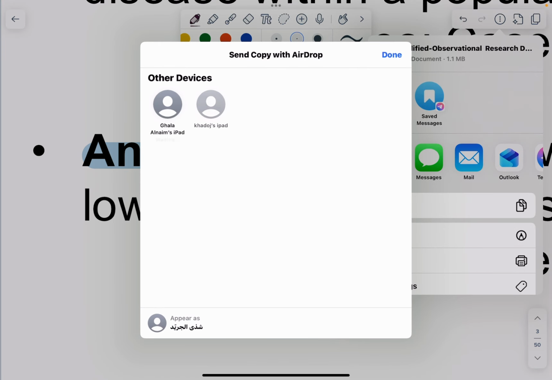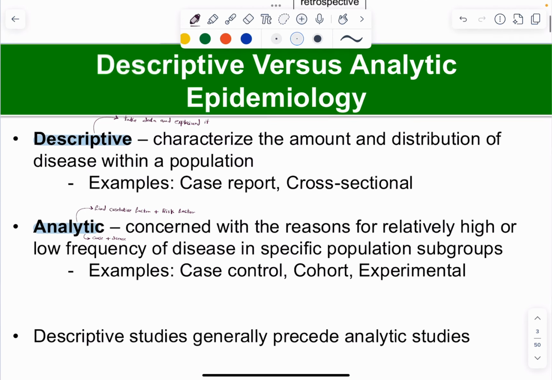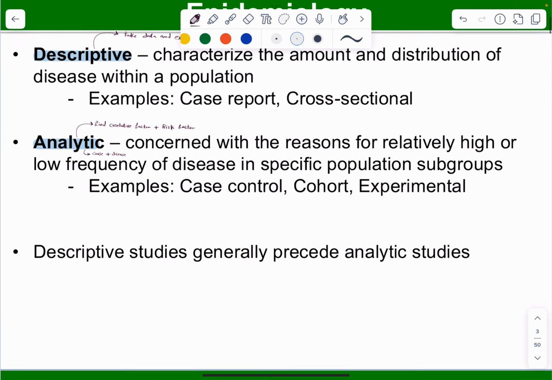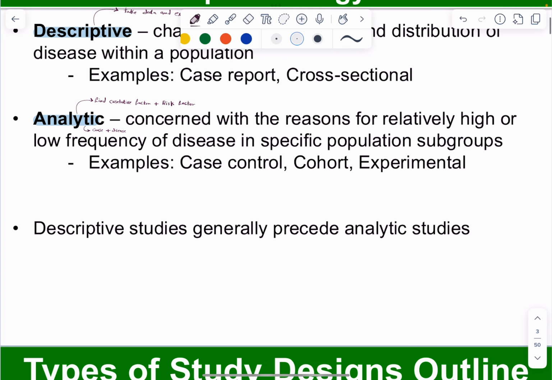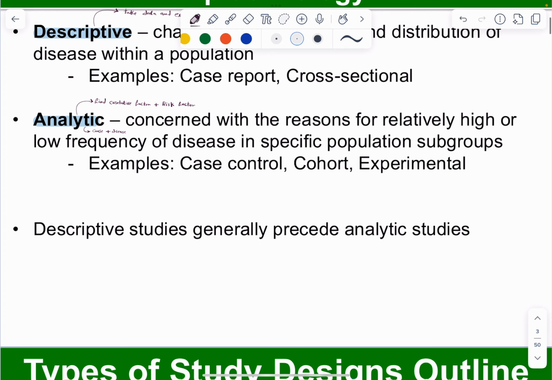Now these descriptive studies, most of the time we use to identify a problem and generate a hypothesis, and then we test the hypothesis by analytical studies. Most of the time the baseline studies are descriptive. We just go to the community and find out which diseases are common, for example. Say we go to a community and, based on our data, we identified that type 2 diabetes is common.